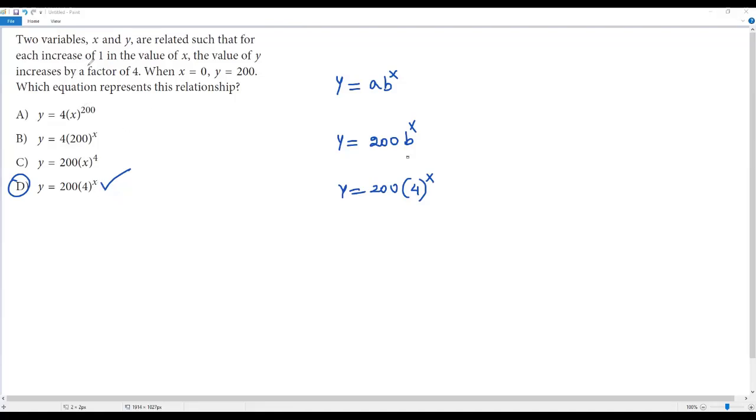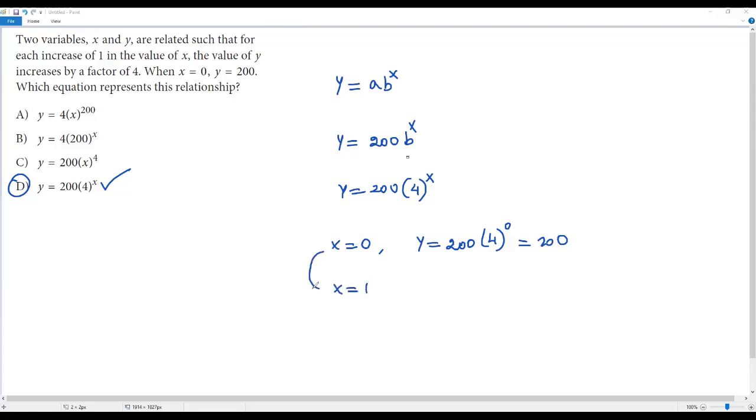That is, when I increase the value of x by 1, the value of y has to increase by a factor of 4. So for example, when I take x equals 0 in this function, what value do I get for y? Then I'm getting y equals 200 times 4 to the 0th power. The value of 4 to the power of 0 is 1. 1 times 200 is 200. So when I plug in x equals 0, I'm getting y equals 200.